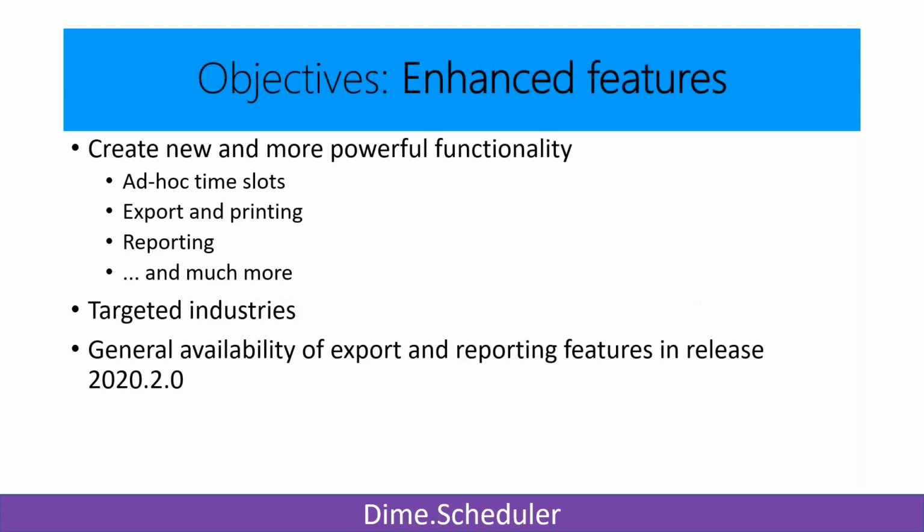There are just too many to sum up here. We just picked a few items that we intend to do this year. They include impromptu time slots, exporting and printing, reporting, and of course we have much more, but we don't have enough time to cover all of them. So let's pick the impromptu time slots.